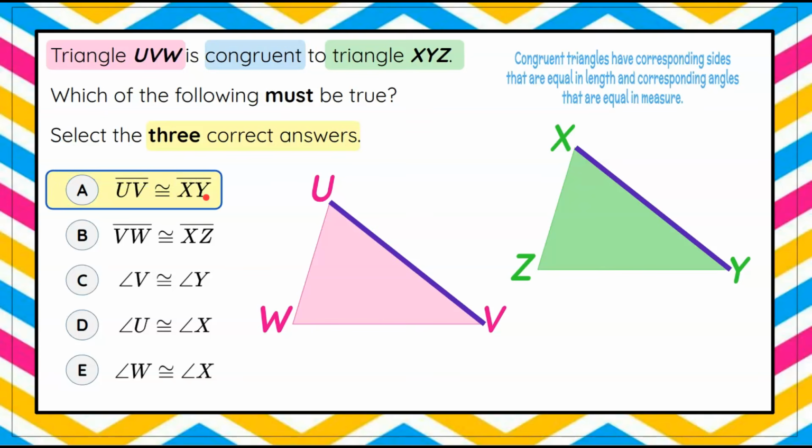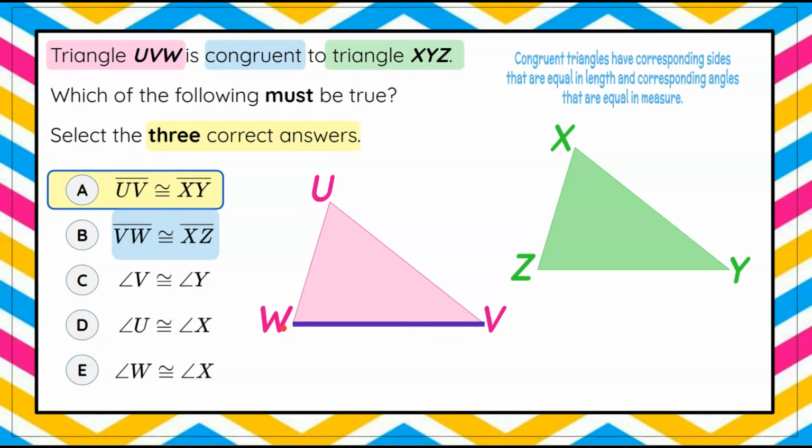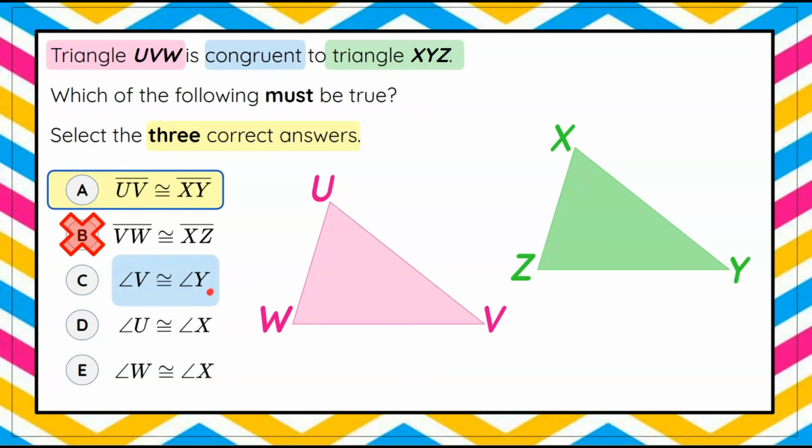Those are definitely congruent. Let's look at B. B is saying that segment VW is congruent to side XZ. Let's check that out. VW, then XZ. Here's XZ. Well, we can see that those are not corresponding sides and are not congruent, so we're going to rule out answer choice B. Let's look at answer choice C. Now we're going to angles. Angle V, which is right here, and angle Y. And here's angle Y. Those are corresponding. They are in the same location of both figures, and they are congruent because we know the triangles are congruent. So this is correct. This is a true statement.